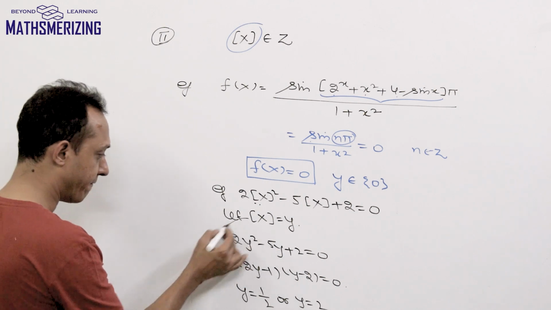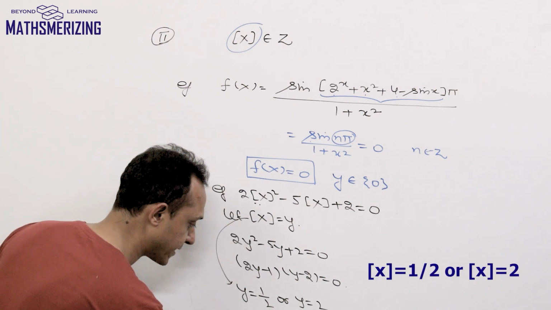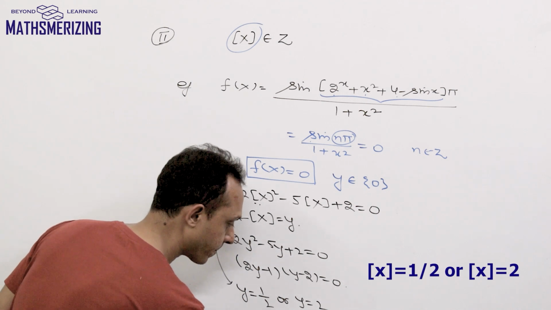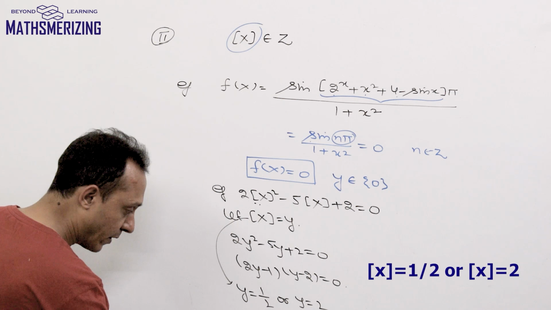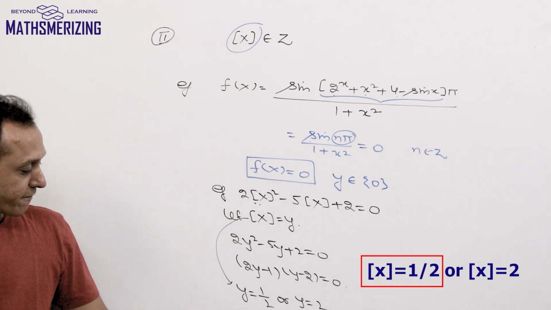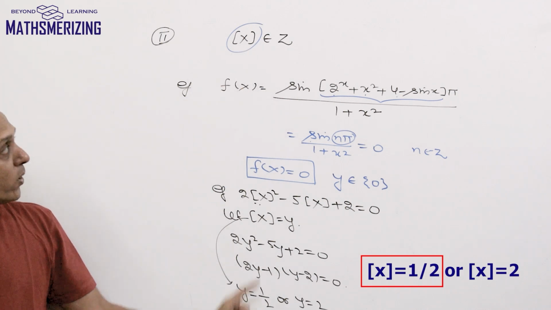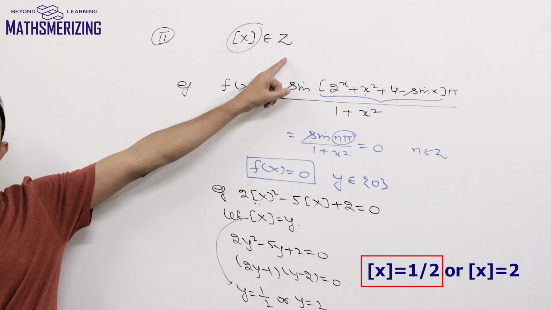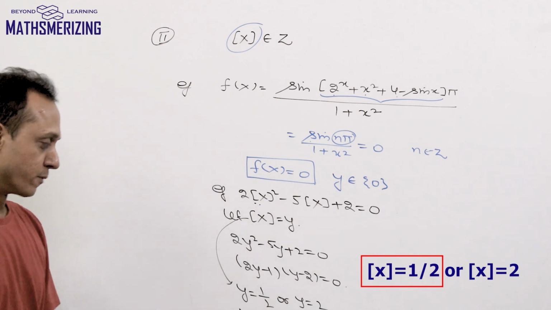Now I put y equal to the greatest integral function of x. So either the greatest integral function of x is 1 by 2 or the greatest integral function of x is simply 2. Now, the greatest integral function of x equals 1 by 2: 1 by 2 is a fractional value, it's not an integral value. The greatest integral function of x can only take integral values, not fractional values. So in this case, there will be no solution to this equation.